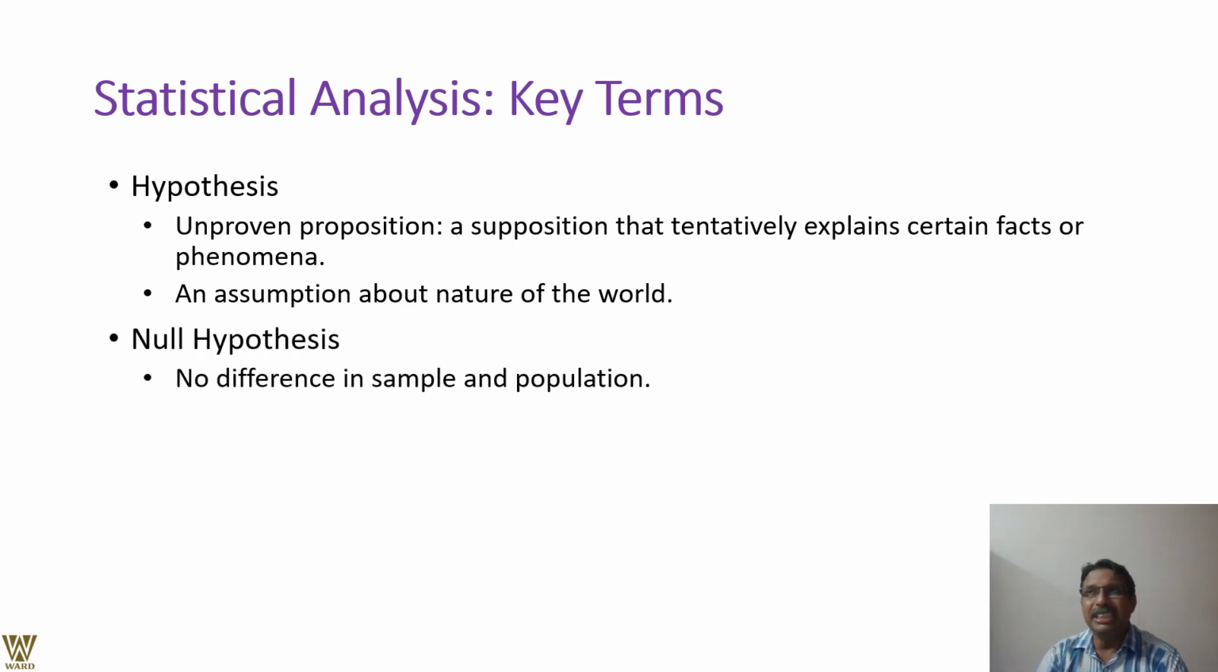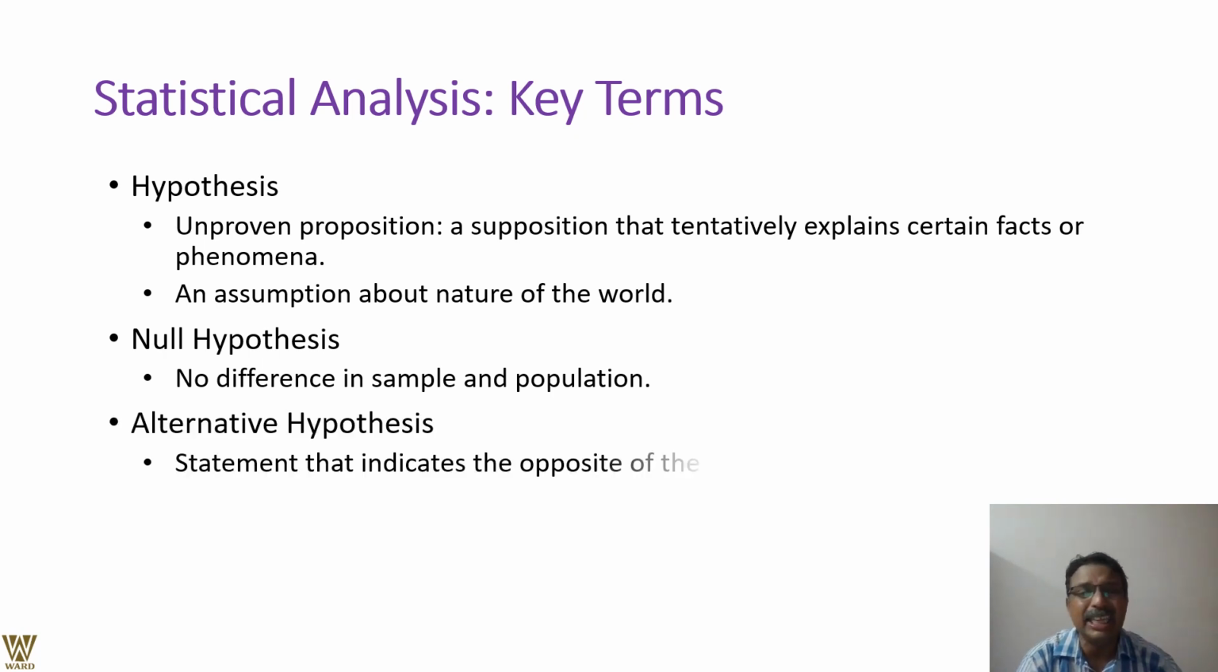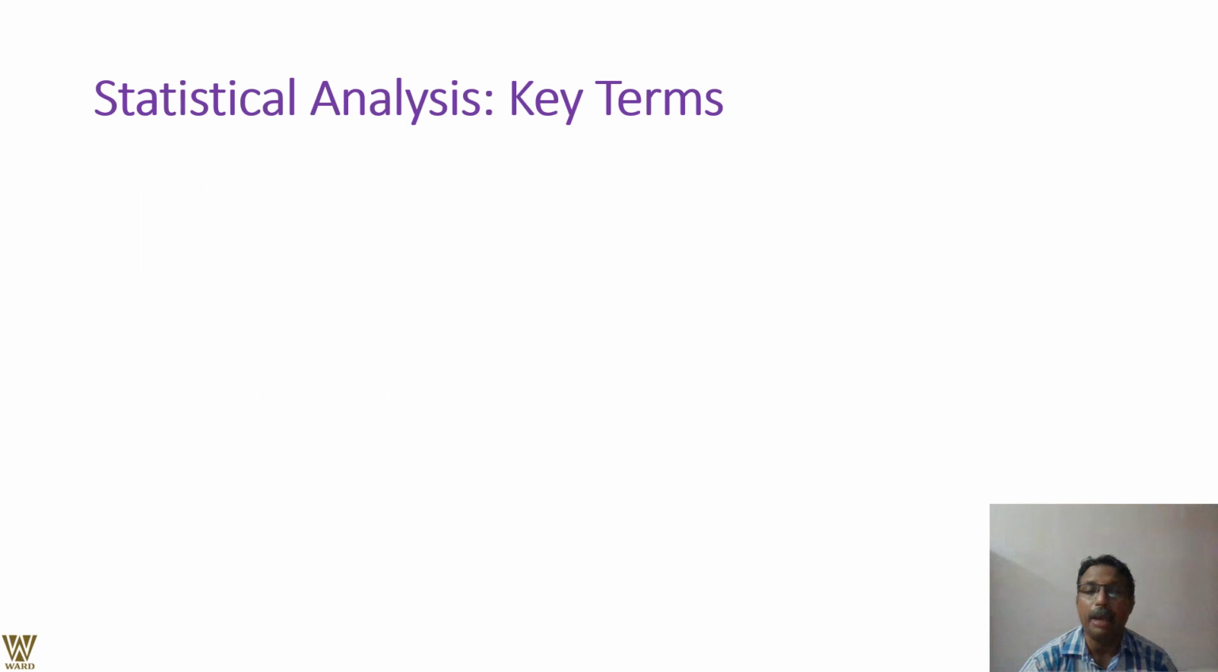Null hypothesis is just the opposite of it: no difference between sample and population, irrespective of whether it rains or not. Only a handful of people would be carrying umbrellas or raincoats, perhaps. So that's what the null hypothesis is all about. It's just the other way, diagrammatically the opposite point of view, as in 180 degrees. Alternative hypothesis is a statement that indicates the opposite of the null hypothesis.